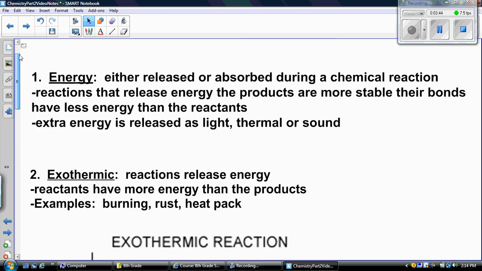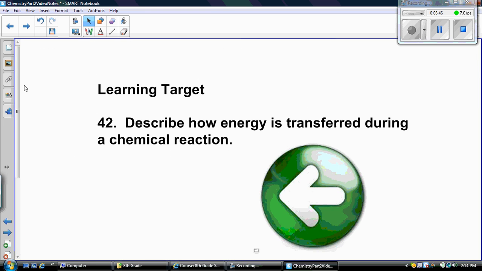Okay, so those are the two types of reactions, and that's how energy can be transferred through a chemical reaction.